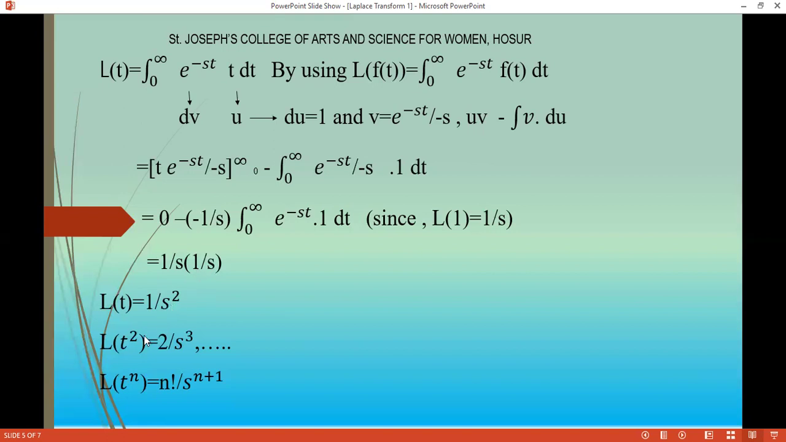Similarly, we can prove that L of t square is 2 by s cube. L of t power n is n factorial by s power n plus 1. That is, for t square, you will get 2 by s cube. For t cube, you will get 6, that is nothing but 3 into 2 like that. So t power n, we can generally write it as n factorial, n into n minus 1, up to 1. So n factorial by s power n plus 1 you will get.